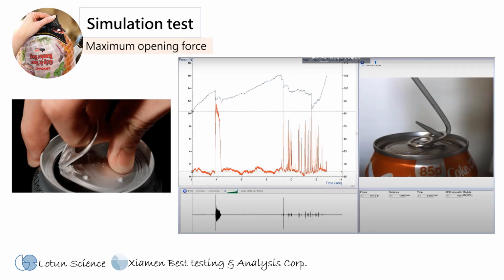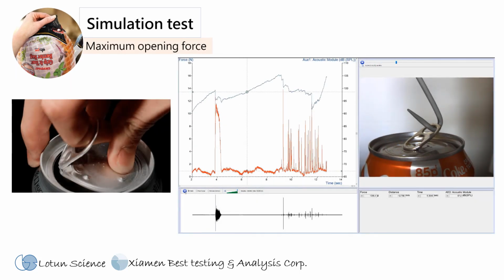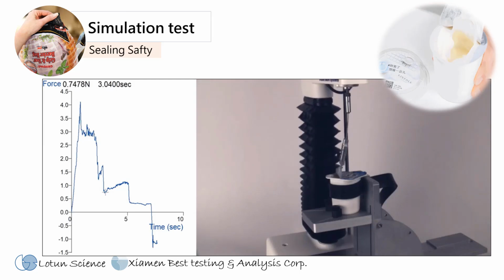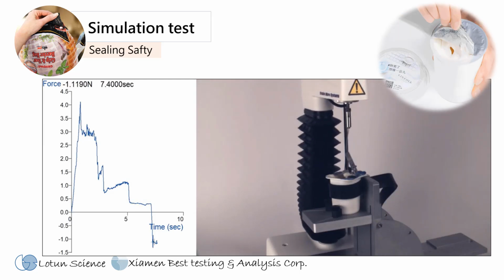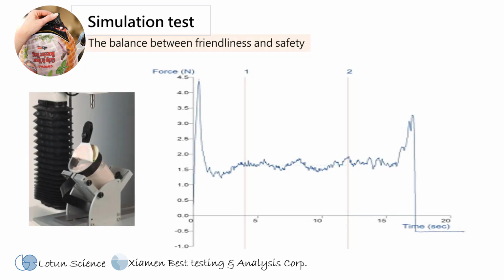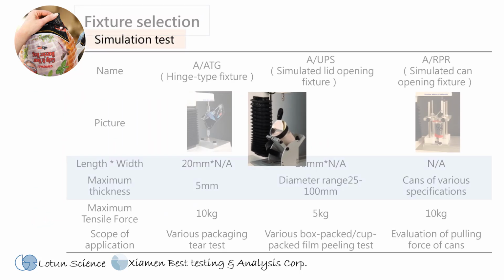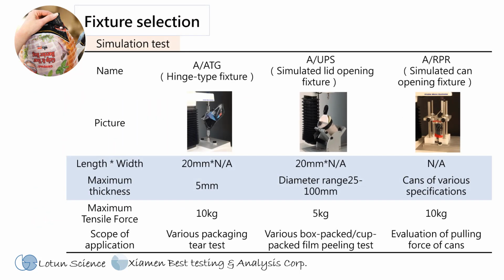How much force is needed to open a pull-tab can? Is it suitable for all users? These are crucial considerations. For boxes and cups, we need to ensure the seal is intact and leak-proof, while also ensuring it's easy and smooth to peel open. Let's explore how to evaluate the balance between seal integrity and peel friendliness for box and cup film covers. After the above discussions, we'll summarize the features and applicable scenarios of 3 simulation test fixtures.